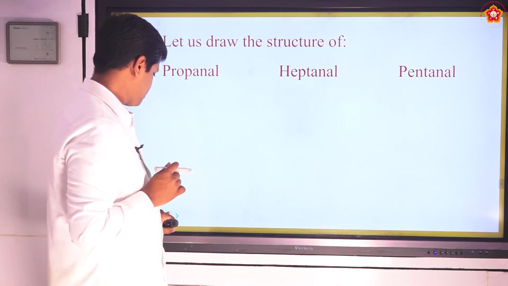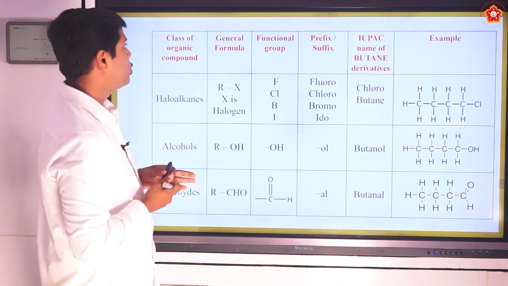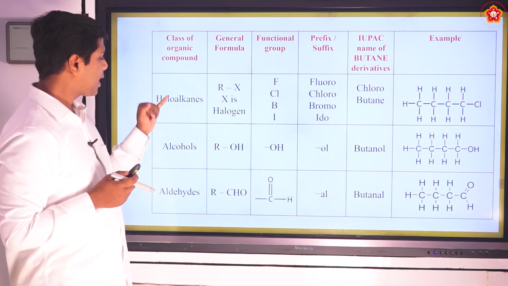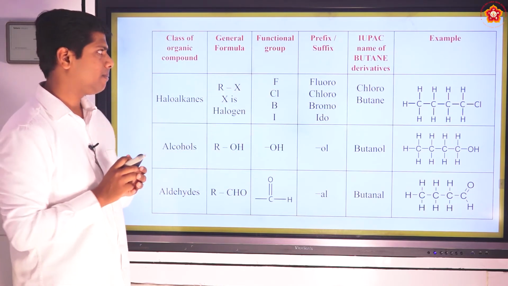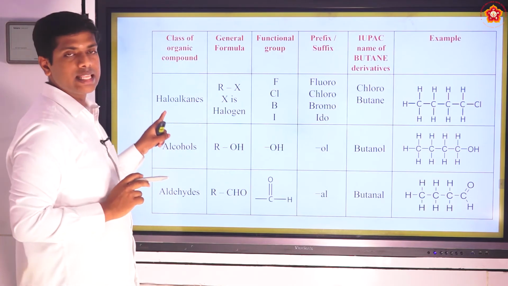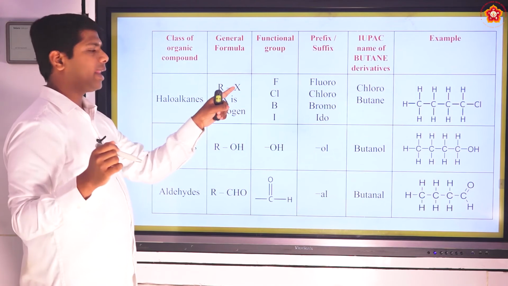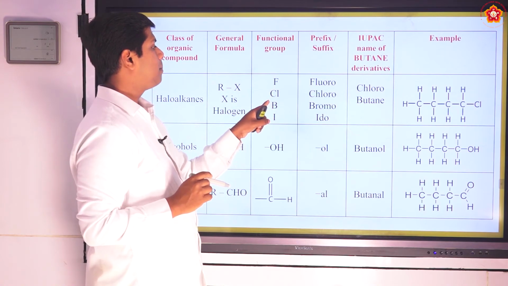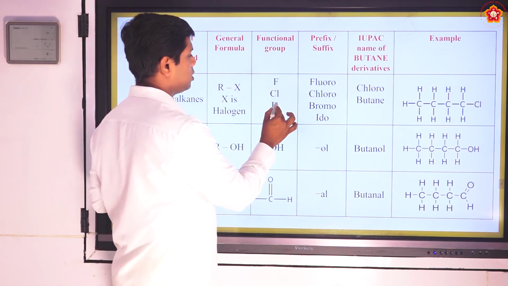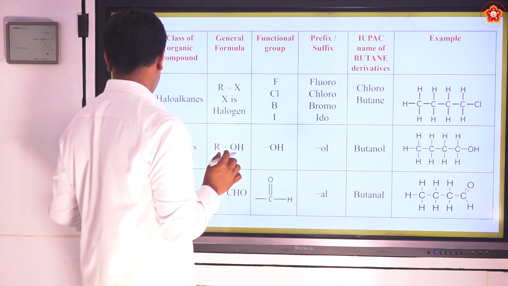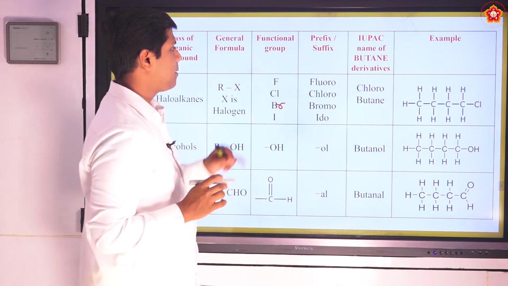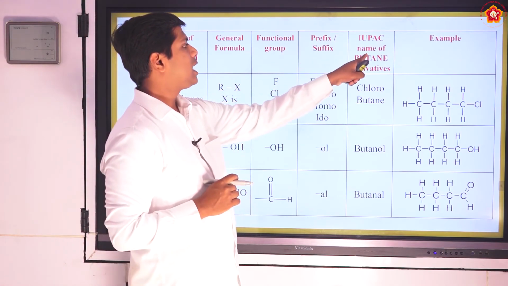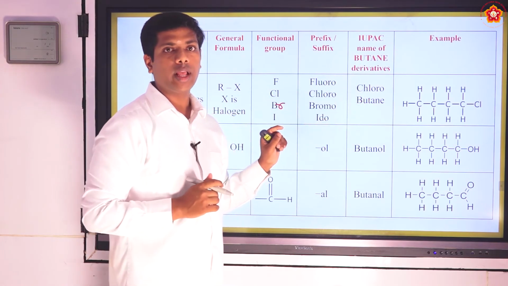Let us summarize this. In today's class, we have learnt about functional groups. In functional groups, we have learned haloalkanes, alcohols and aldehydes. Class of organic compounds: haloalkanes. General formula RX, where X is the halogen. Functional groups F, Cl, Br, I: fluoro, chloro, bromo, iodo. Next, the IUPAC name of butane derivatives, that is chlorobutane.